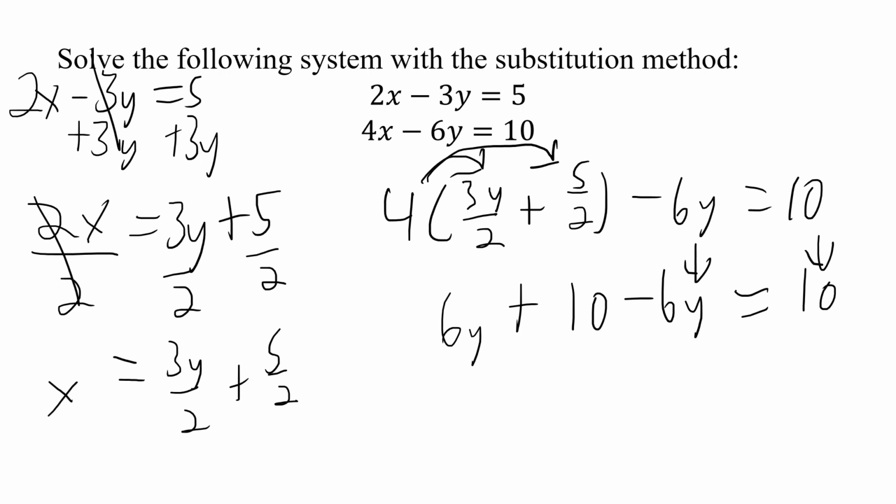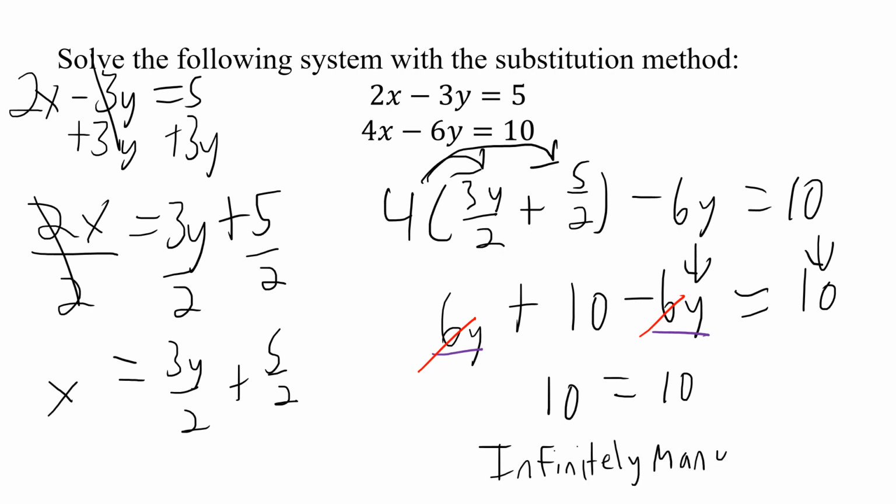Now we're going to take a look at this positive 6y and negative 6y. When we combine like terms, they cancel each other out. And we're left with 10 equals 10. When you get a number that equals the same number, or a variable that equals the same variable, that means you have infinitely many solutions. It is a special kind of solution called infinitely many solutions. Sometimes you may also just say same line. These are the same line.